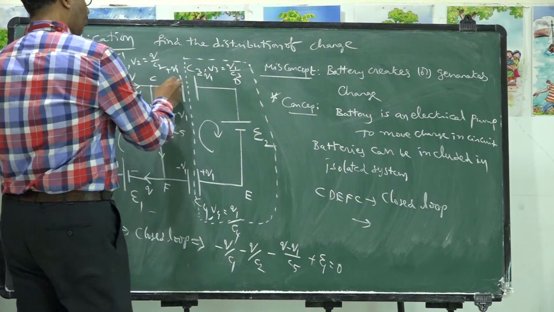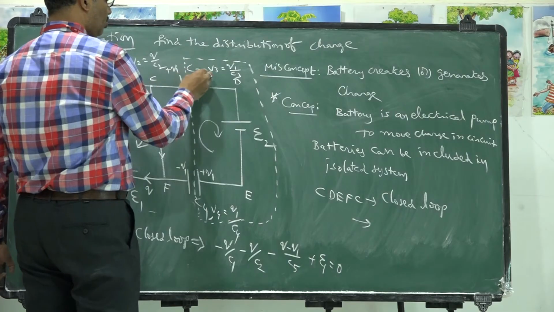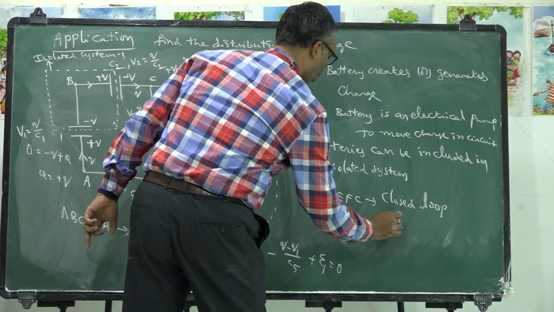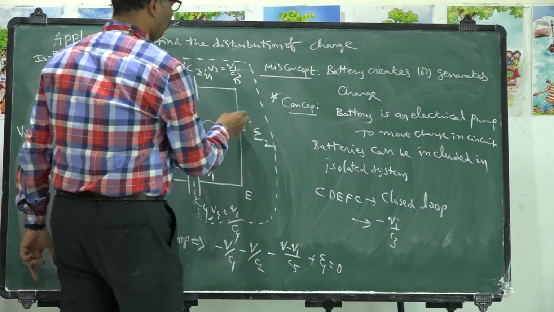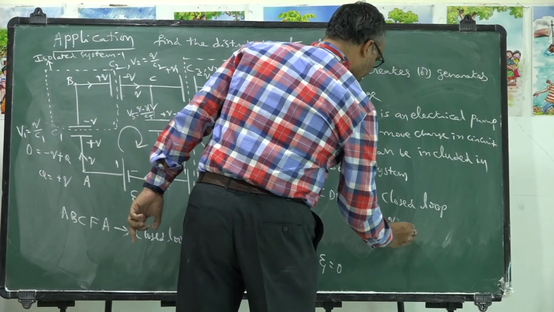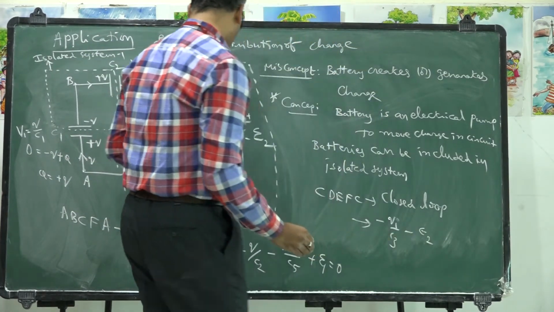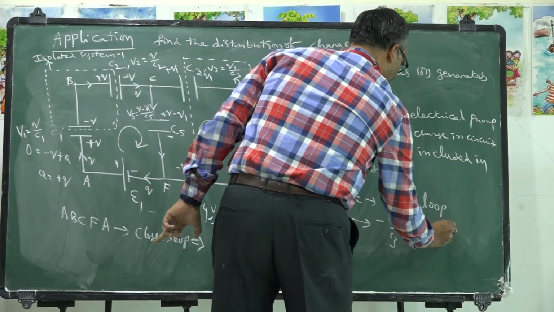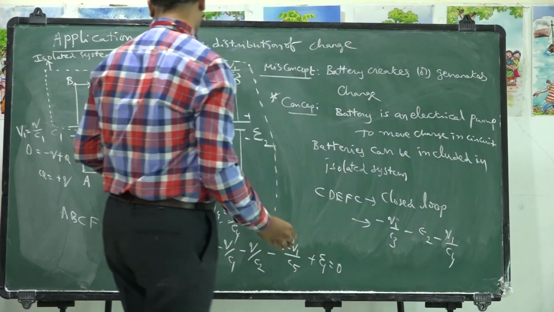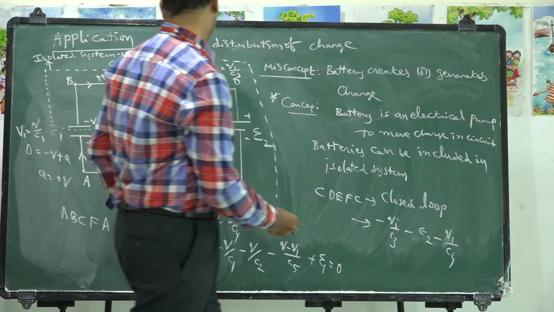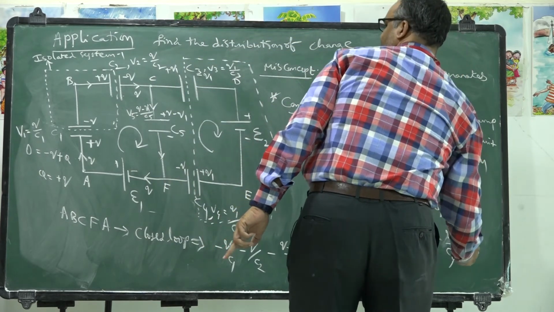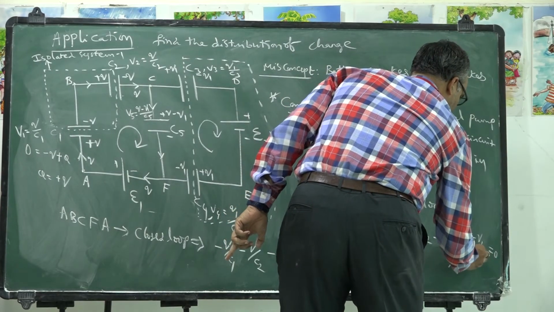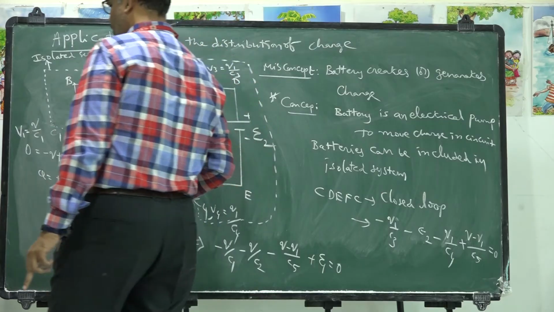If I start my journey from here, Q1 by C3, from positive to negative I am going, so it's a drop. Q1 by C3. Now I am moving from positive to negative, so positive to negative means minus E2. Now I am moving from positive to negative, so minus I should take Q1 by C4. Now I am moving from negative to positive, so I should take rise up. That means plus Q minus Q1 by C5. That is equal to 0.